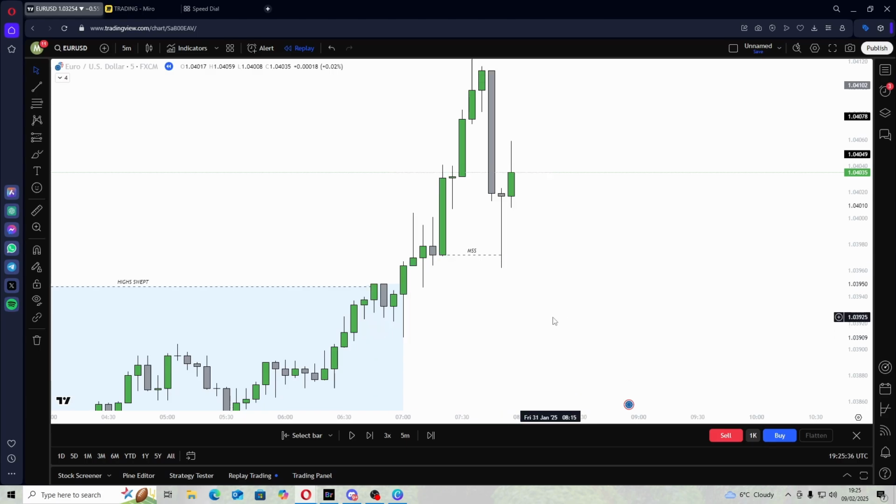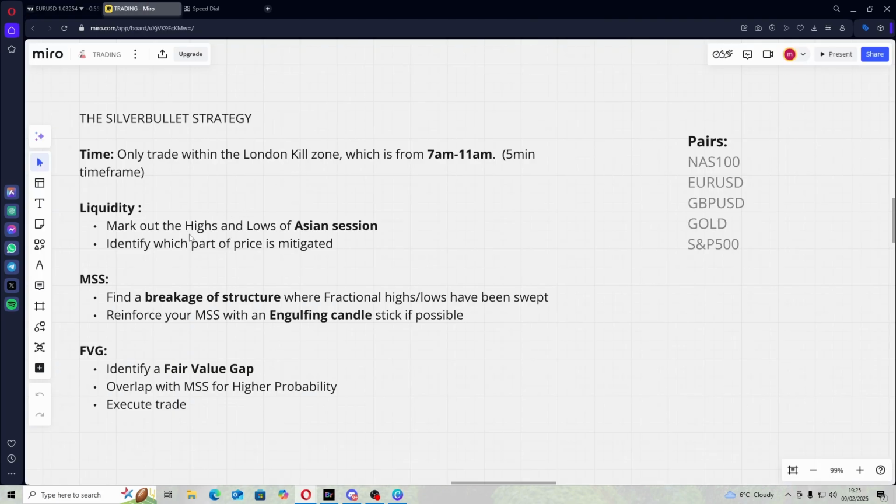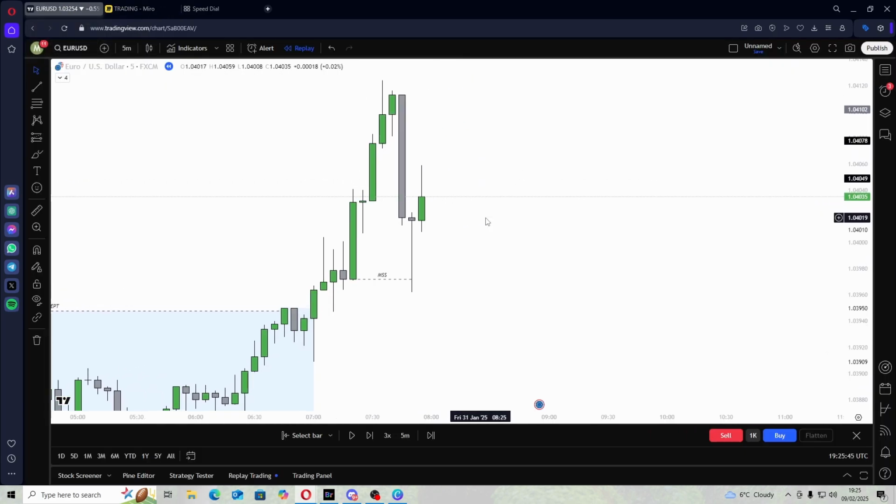And once we get this market structure shift, all we've got to do from now on is identify our fair value gap, which is very easy. This is the easiest thing, but you're probably getting it wrong because you're not tweaking this one strategy. So let me show you exactly how you can do this.